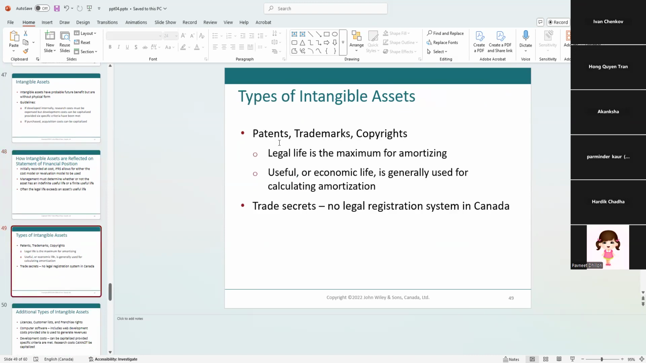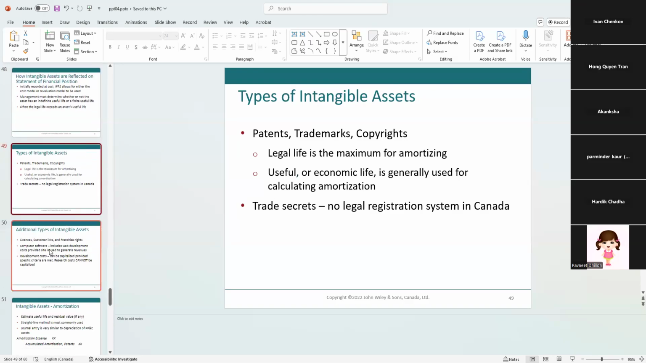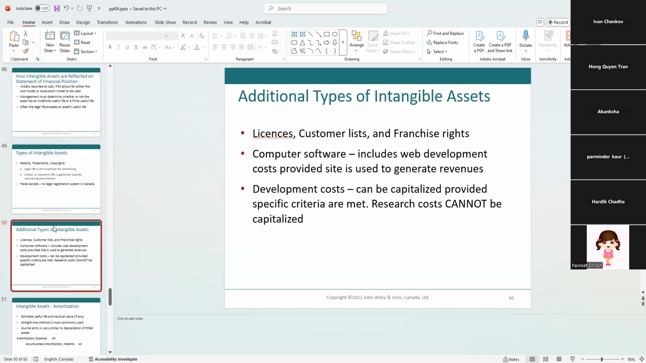Which are the types of intangible assets? We have trademarks, patents, copyrights. We may have trade secrets, but there's no legal registration system in Canada for trade secrets. Additional types of assets can be licenses, customer lists, franchise rights, computer software development cost.